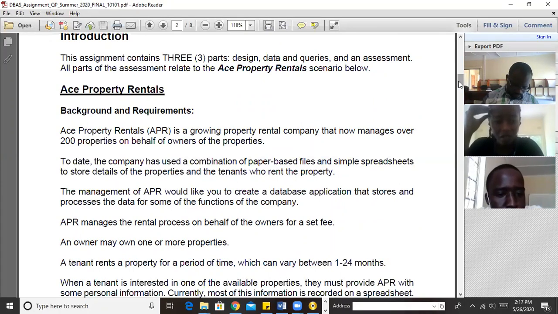APR manages the rental process on behalf of the owner for a set fee. The owner may own 1 or more properties. A tenant rents a property for a period of time, which can vary between 1 to 12 months. When a tenant is interested in one of the available properties, they must provide APR with some personal information. Currently, most of this information is recorded on a spreadsheet.